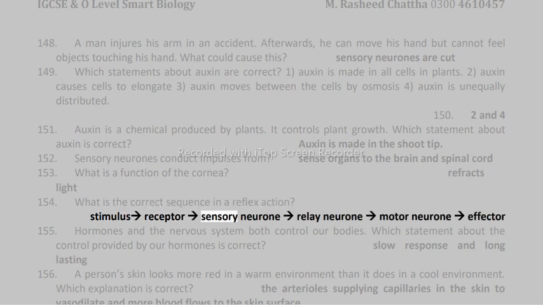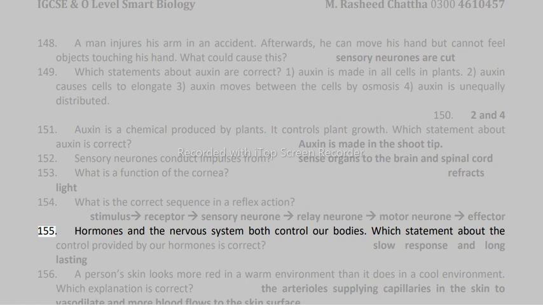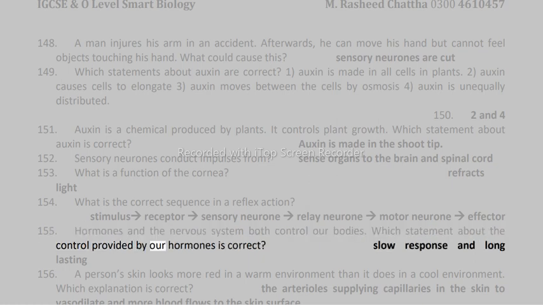153. What is the correct sequence in a reflex action? Stimulus, receptor, sensory neuron, relay neuron, motor neuron, effector. 154. Hormones and the nervous system both control our bodies. Which statement about the control provided by our hormones is correct? Slow response and long-lasting.